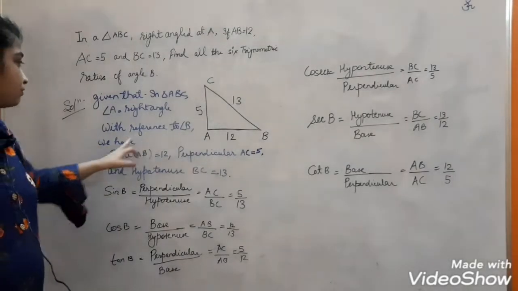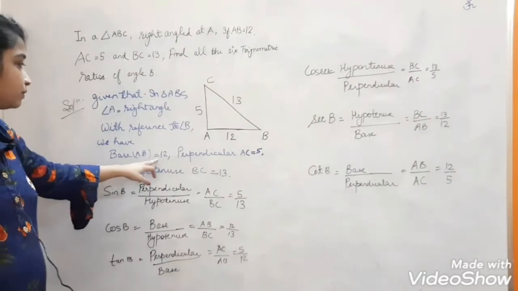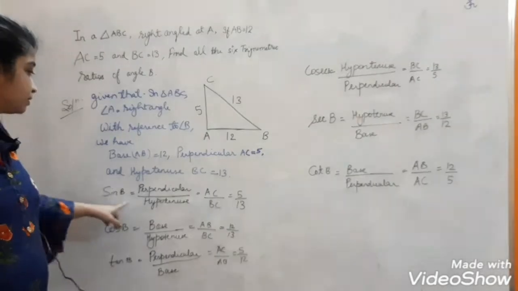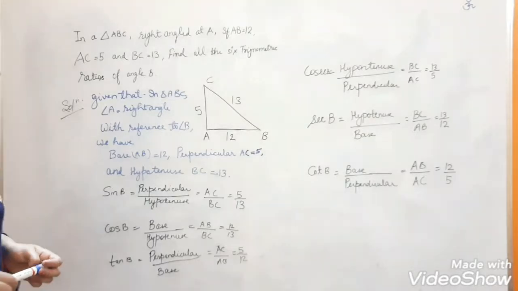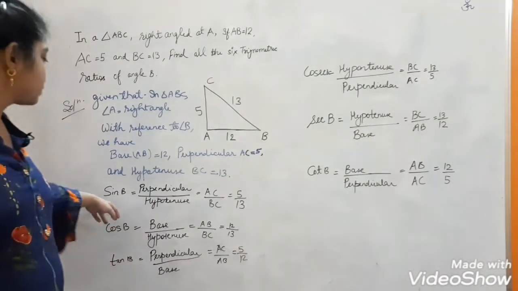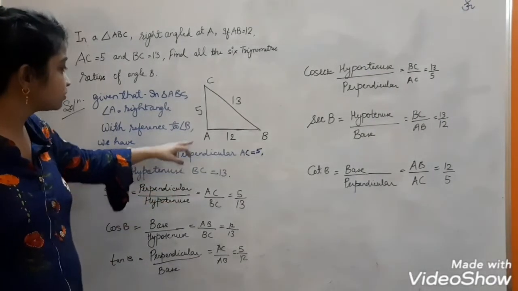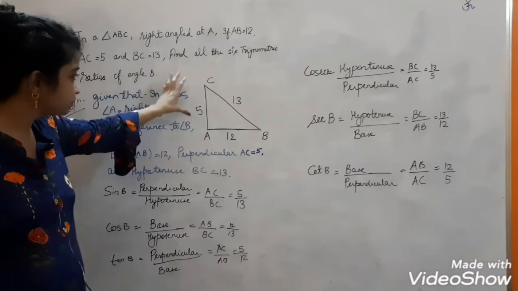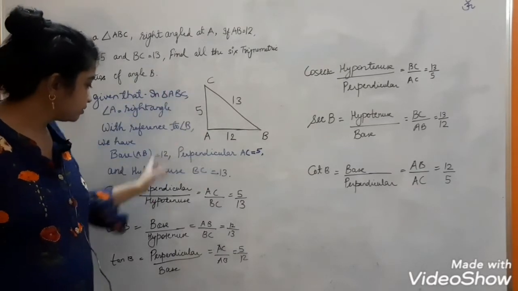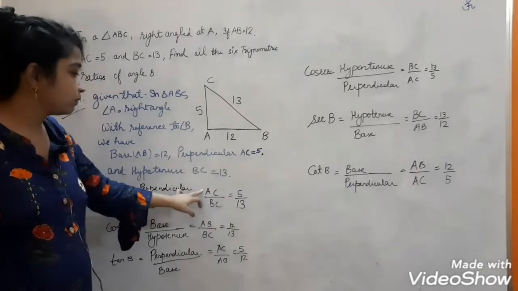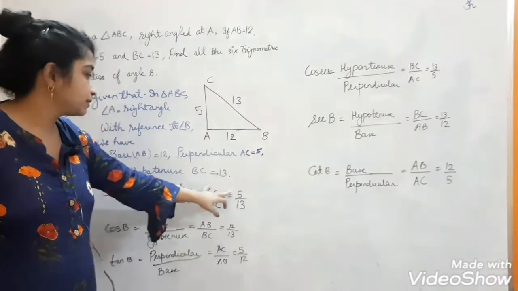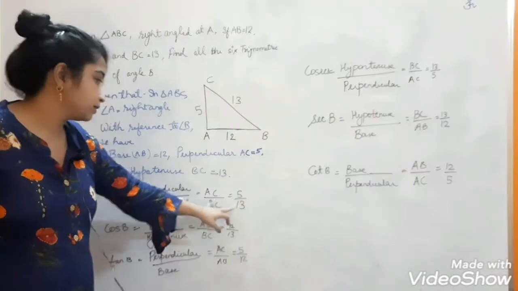With reference to angle B, we have base AB is equal to 12. Sin B is equal to, what is the value of sin theta? Sin theta is equal to perpendicular upon hypotenuse. So sin B perpendicular, what is perpendicular? Perpendicular is AC and hypotenuse is BC. तो sin B की वैल्यू विल बी इक्वल टू AC अपॉन BC. AC is equal to 5 and BC is equal to 13.